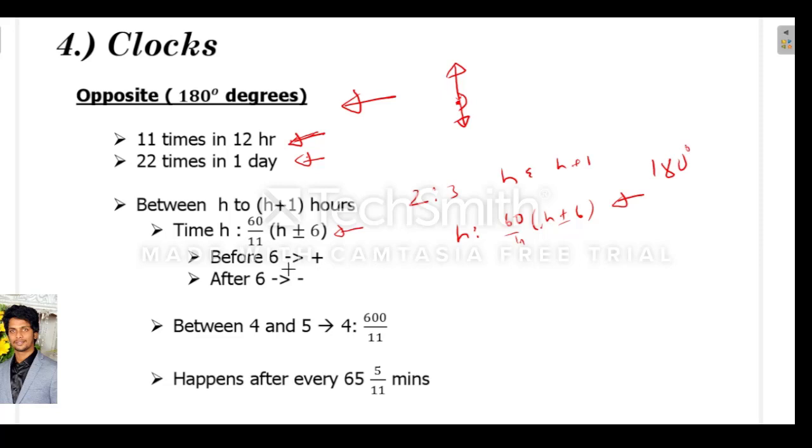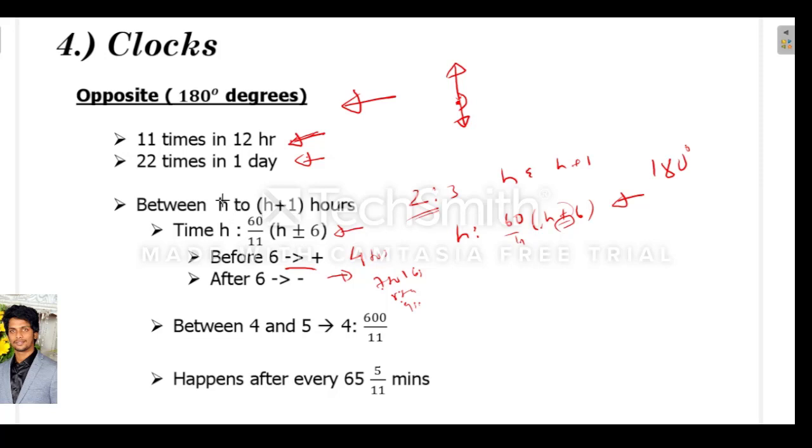So if the time is before 6, for example between 4 to 5 or 2 to 3, the sign should be positive. If the time is after 6, like 7 to 8 or 8 to 9, or between 9 and 10, we should take the negative sign.